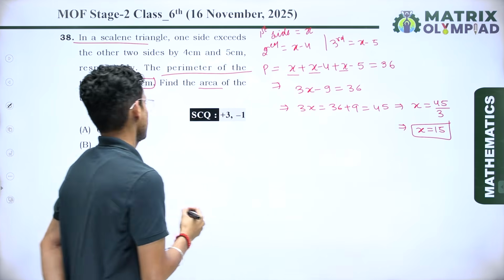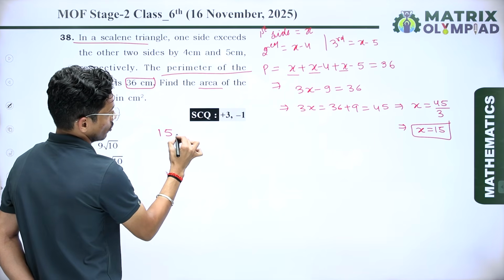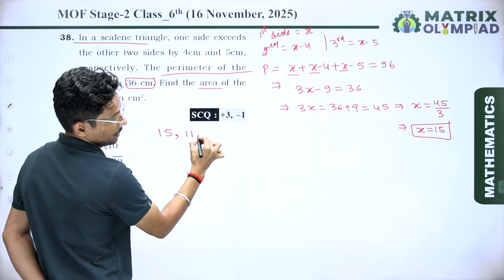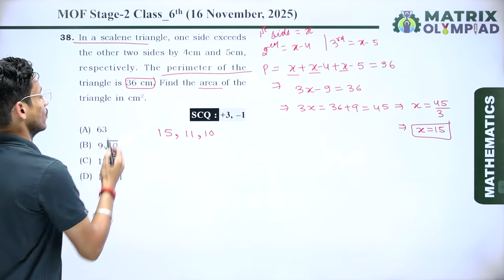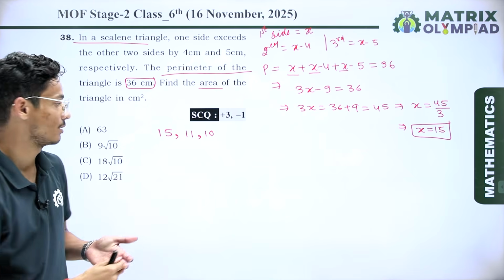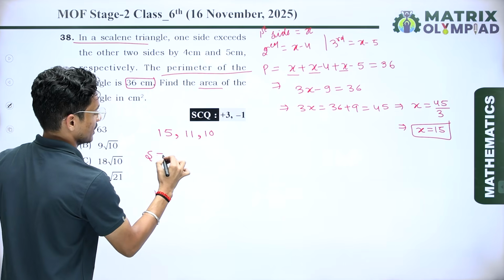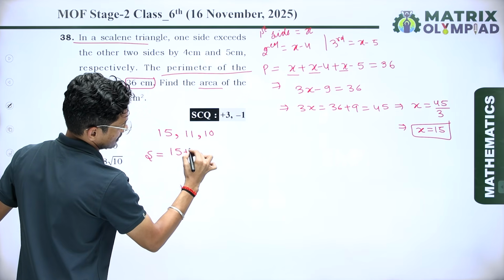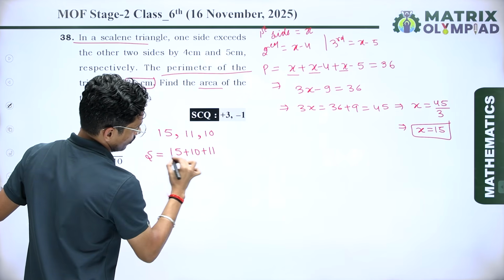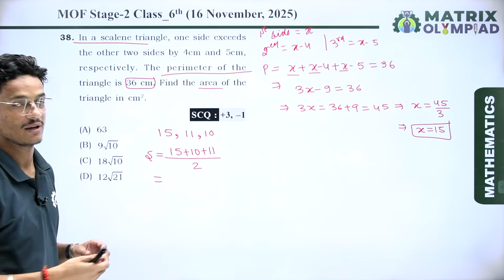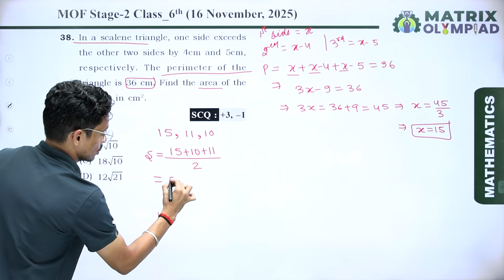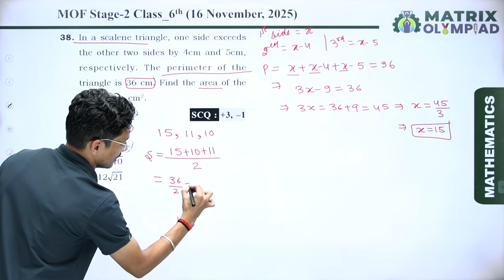So the sides are 15, 11, 10. We have to find the area. For area we can use Heron's formula. So first we have to find the semi perimeter, that is S. So 15 plus 10 plus 11 upon 2. So 15 plus 10, 25, 25 plus 11, that is 36. So here 36 upon 2, that is 18.